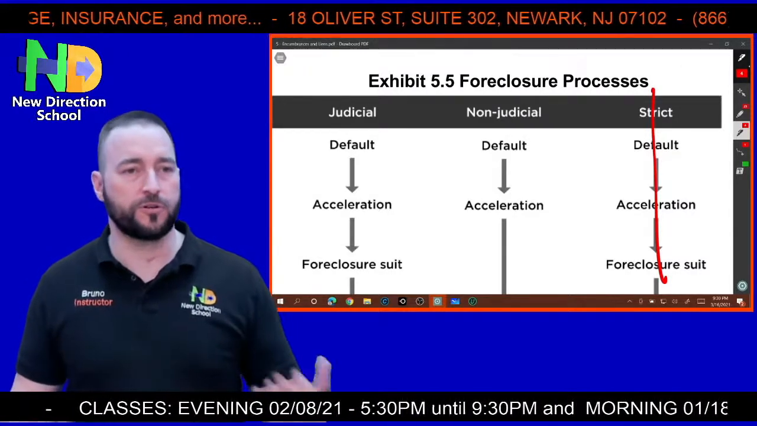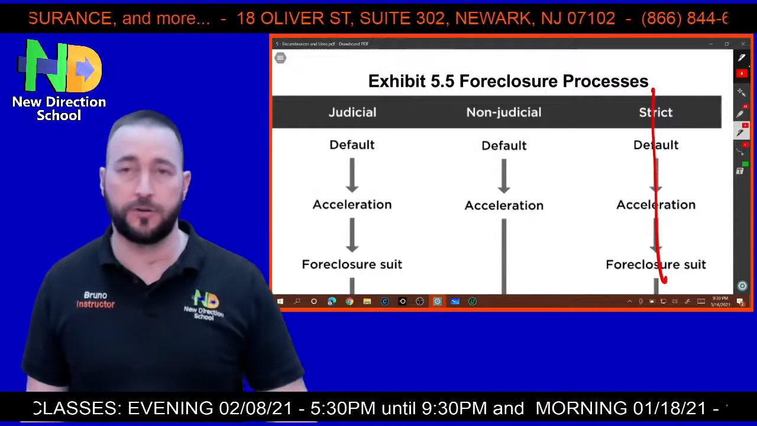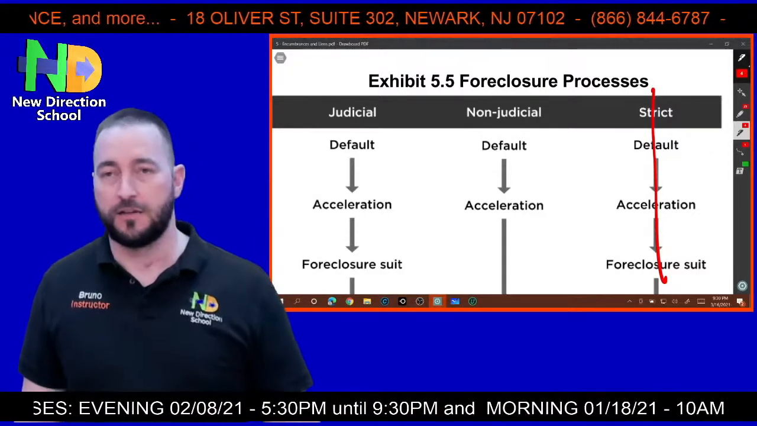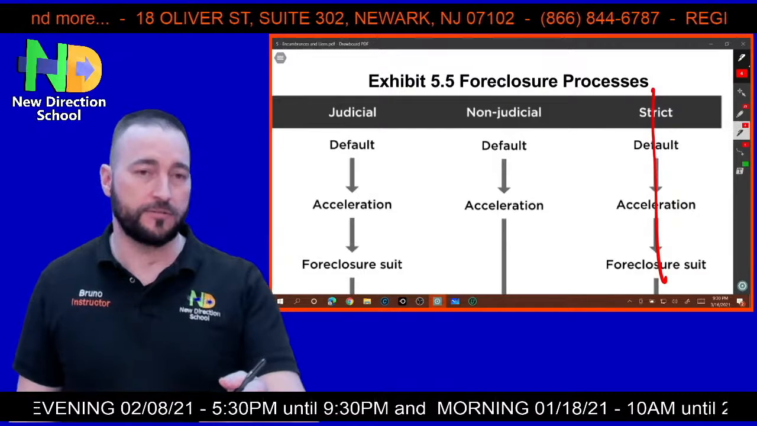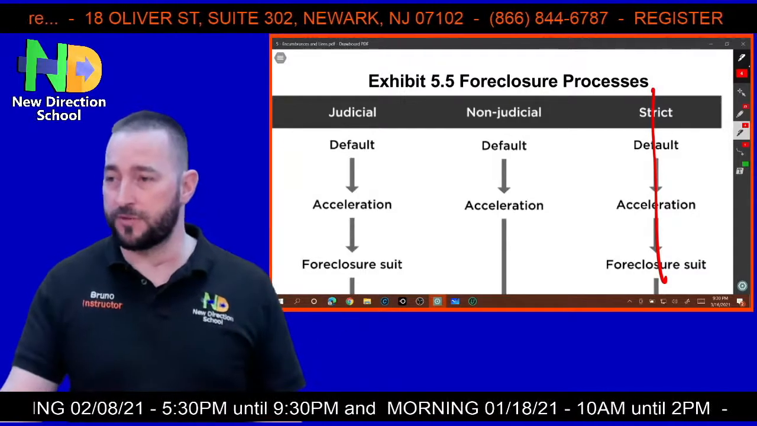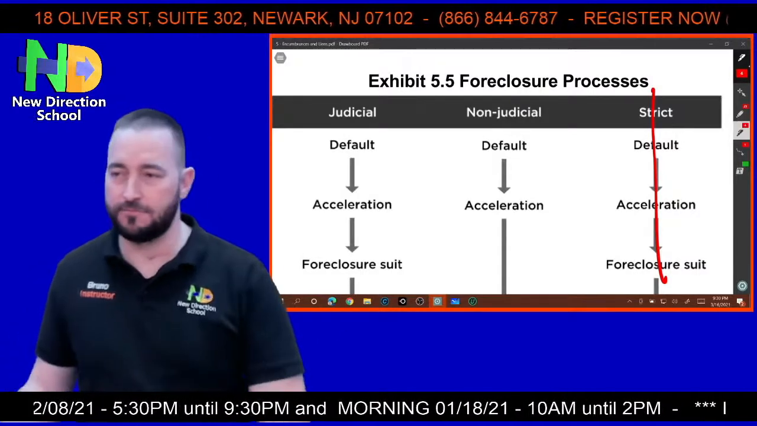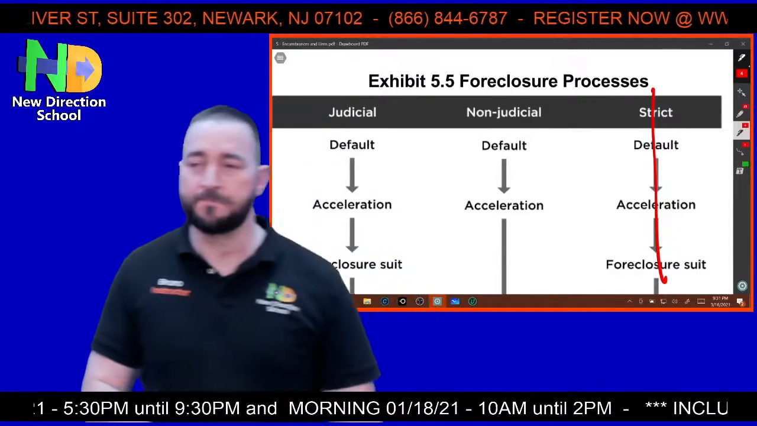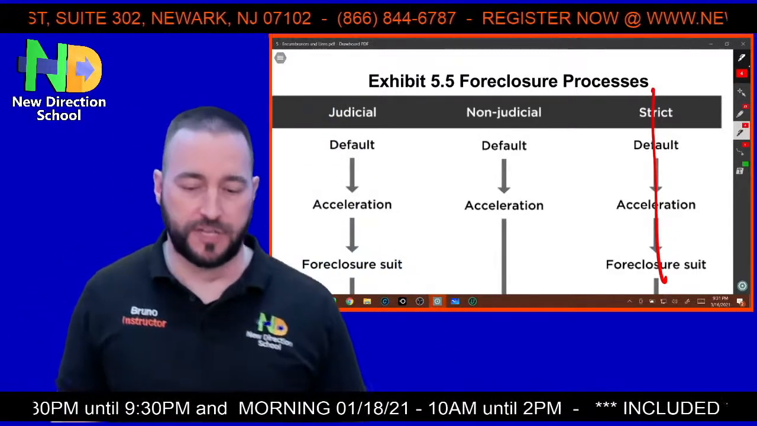Judicial foreclosure, we go to court. Jersey, for instance, we're in a judicial state. Non-judicial, they treat it like your car. You don't pay, they come and repo the house. Right? It's not like they can get a tow truck and take it away, but they don't have to go to court. That's what we're saying.